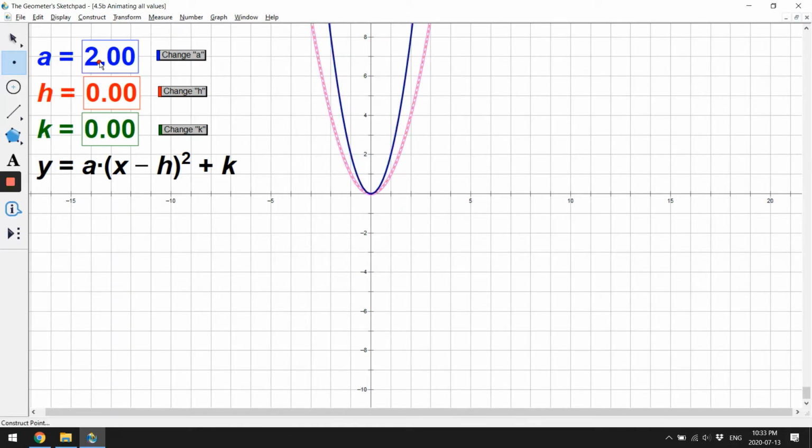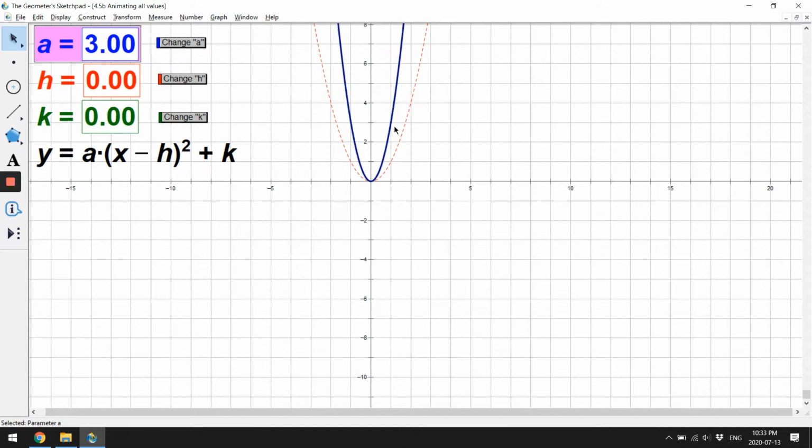So if you double all these vertical distances, what you're going to get is a parabola that is skinnier. Okay. What if we let a equal 3? Ooh, the vertical distance is now 3 times what it was before. So now a vertical distance of 1 is now a vertical distance of 3. What if a is 4? Now the distance is quadrupled, right? It's 4 times that of before.